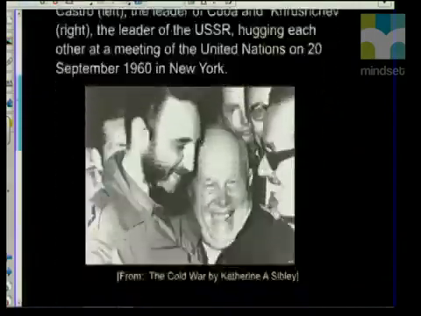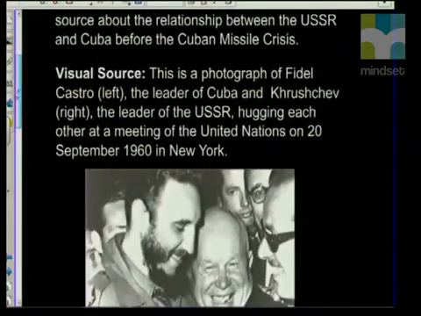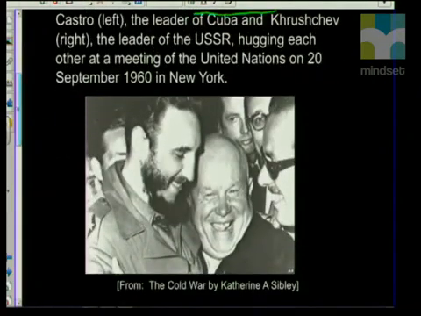Okay, so let's look at this visual source. Again, it's very important to read the caption. You already know that. So the visual source tells you that this is a photograph. It is not a cartoon. It's a photograph. Okay, it was taken when the event took place. I'm just going to quickly underline photograph so that you know what the source is about. This is a photograph of Fidel Castro, and it tells you who Fidel Castro is. It tells you that he is on the left. Okay, so this will be Fidel Castro.